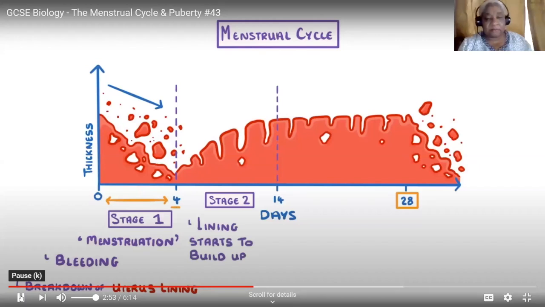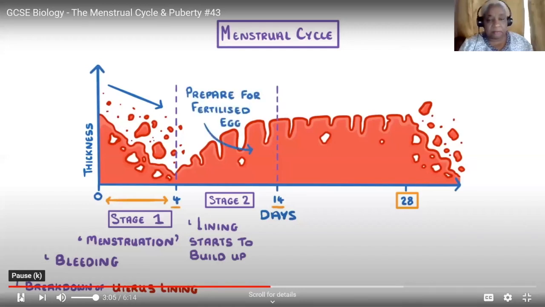Stage 2 is when the uterus lining starts to build up again and becomes a thick spongy layer with lots of blood vessels in it. It lasts around 10 days, up to day 14, and its role is to prepare the uterus lining for a fertilized egg. Because remember, the fertilized egg implants into the uterus lining. The implanting of the egg is when it sinks into the uterus lining. When we talk about pregnancy, we're going to learn about the significance of this and how the developing embryo accesses nutrients at this point.